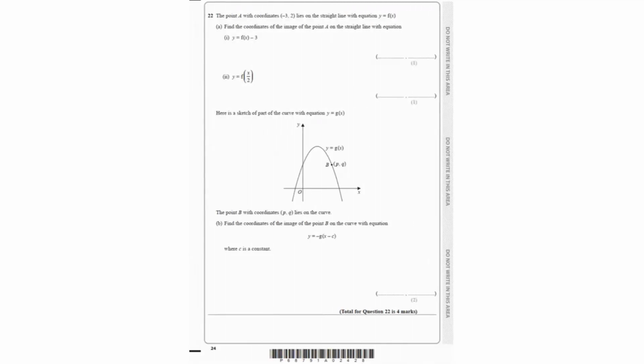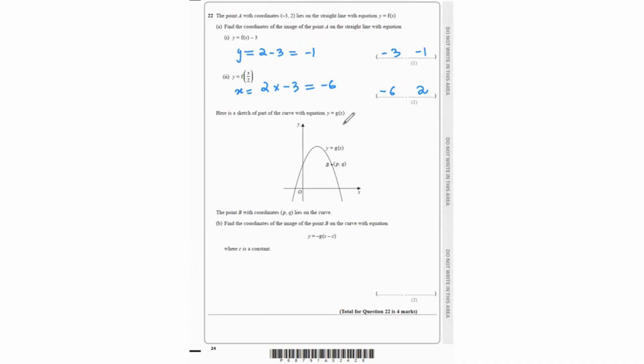Then it says the point A with coordinates -3, 2 lies on the straight line with the equation y equals f of x. Find the coordinates of the image of the point A on the straight line with the equation y equals f of x minus 3. So if we're subtracting something from y, we subtract 3 from 2. So y equals 2 minus 3, that's -1. So -3, -1. Then if you're dividing x by something, that means you will times the x coordinate by that number. So that's going to be -6. So x becomes -6 and y remains 2.